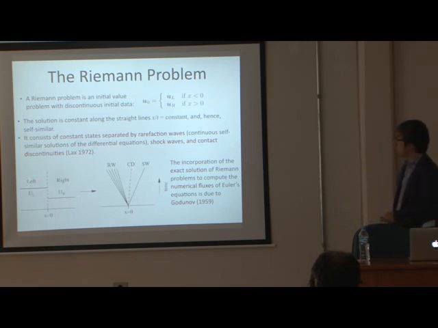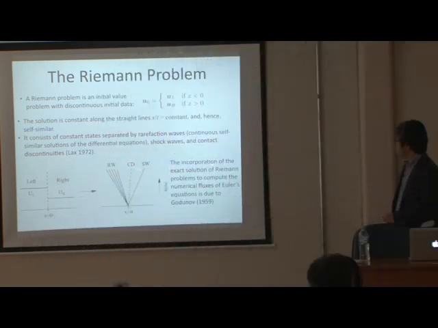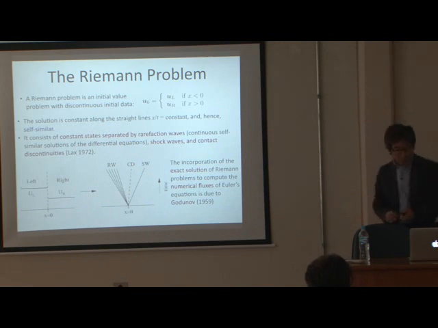Then this kind of separation, the contact discontinuity, shock wave, rarefaction wave, depends every time on the initial discrete setup. So sometimes it makes two shock waves, sometimes two rarefaction waves, but this also depends. The incorporation of this exact solution of the Riemann problem to compute a numerical flux in the Euler equations is what we call Godunov type.